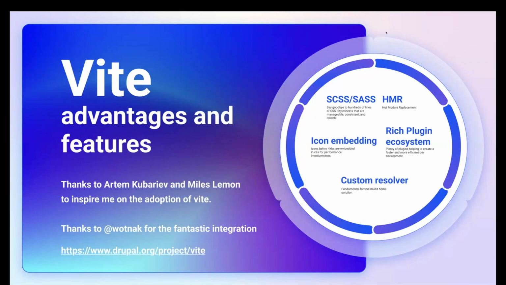There is a rich plugin ecosystem, so you can install plugins for linting, for example, even setting rules to fail the build in case a coding standard is not followed, reducing the possibility of error within the code. And then a custom resolver, which has been an important part of this solution and is actually not directly coming from Vite, but from Rollup, which is the builder that Vite uses to build the final CSS.